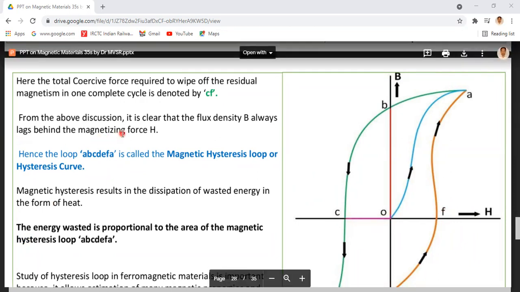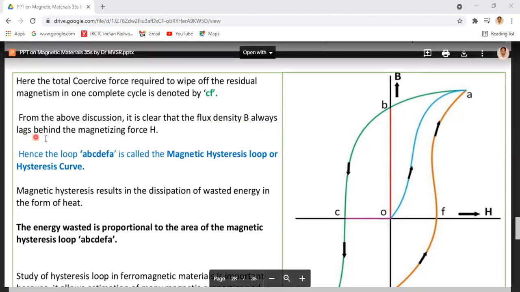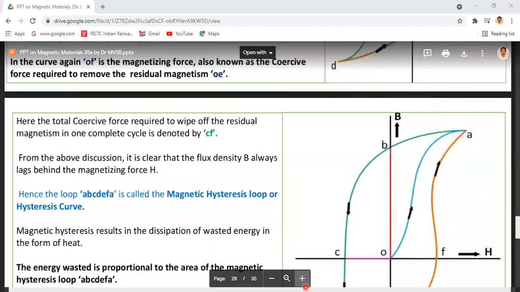Now, from the above discussion, it is clear that the flux density B always lags behind the magnetizing force H. So the flux density B lags behind the magnetizing force H. Hence, the loop A, B, C, D, E, F, A is called, this BH loop, indicated by A, B, C, D, E, F, A. So this is a complete loop.